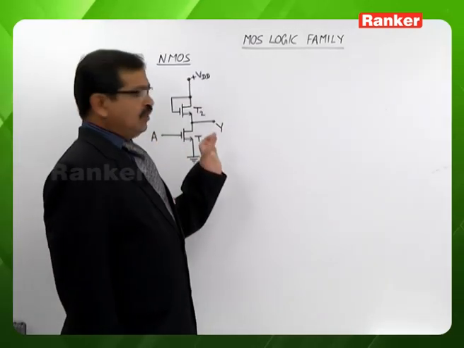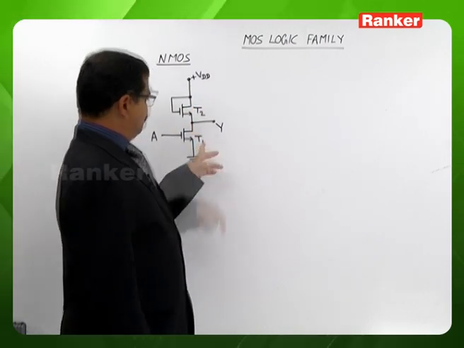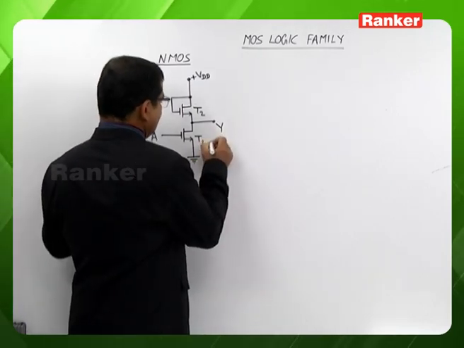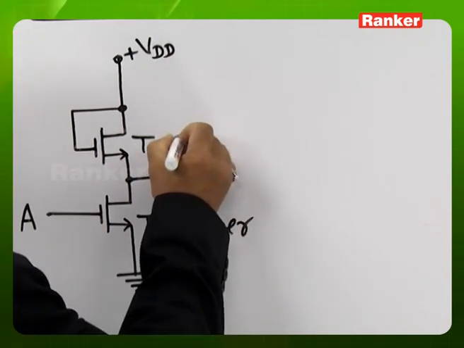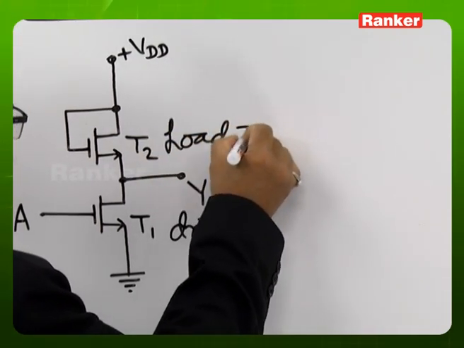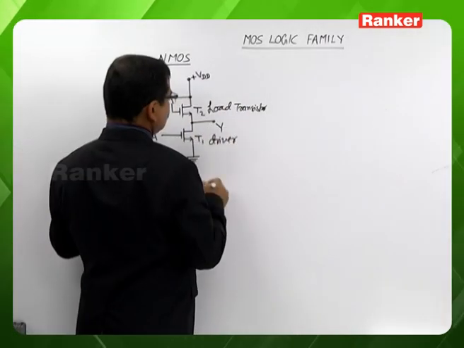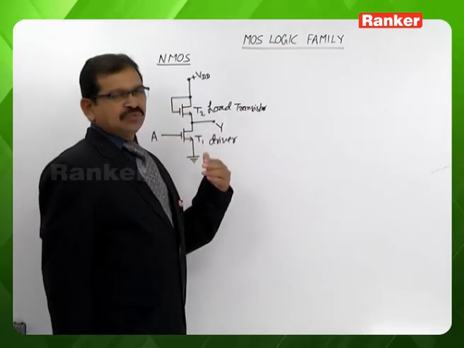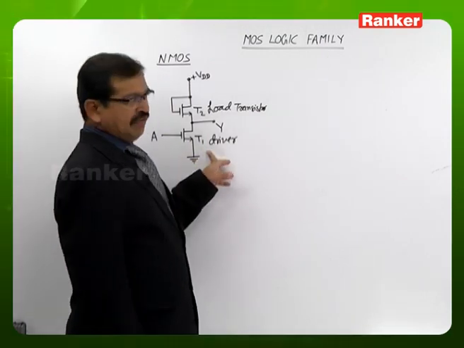Here, we are using two MOSFETs, N-channel MOSFETs. This transistor T1 is called the driver transistor. The transistor T2 is called the load transistor. So basically the transistor T2 we look at as a load of the transistor T1.